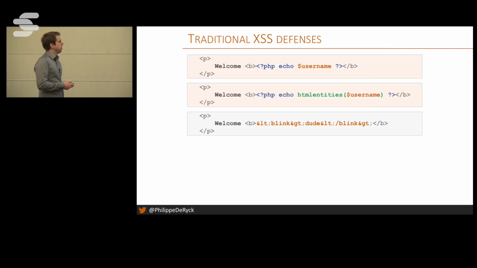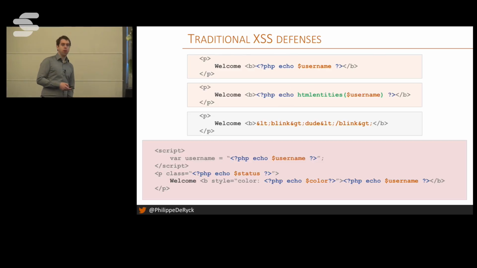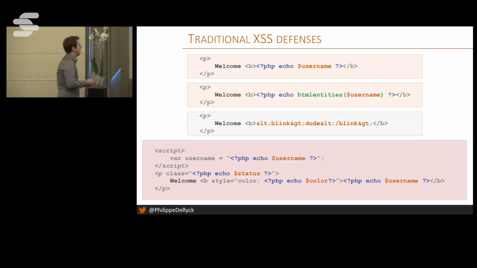The problem is, this looks simple enough, but in reality, a PHP page has hundreds or thousands of these outputs. So you have to do it everywhere, and you have to do it for the right context. So that's a very important distinction with this output encoding. It needs to be context sensitive, meaning here it's for HTML, so you should filter out script tags, which is okay in this case.